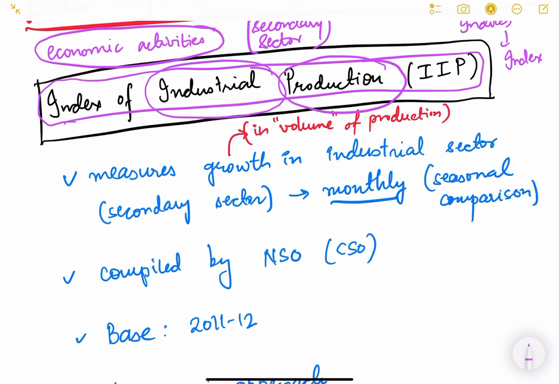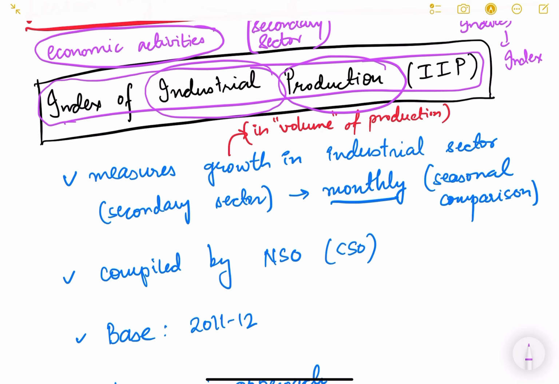Growth is measured in these three broad sectors and then compiled into IIP. So we look at growth in the manufacturing sector, growth in the mining sector, and growth in the electricity sector, and then we compile that into the total index of industrial production.